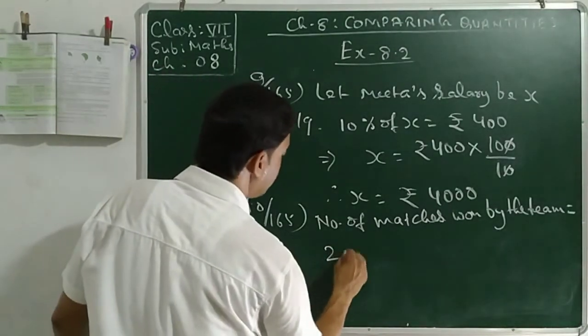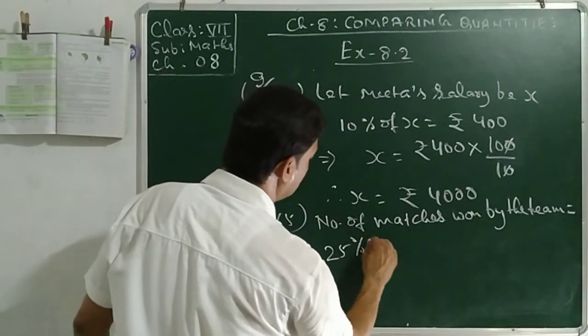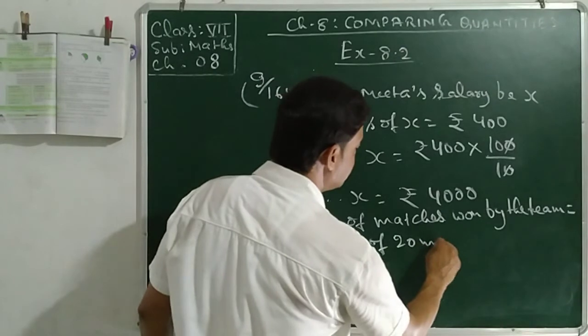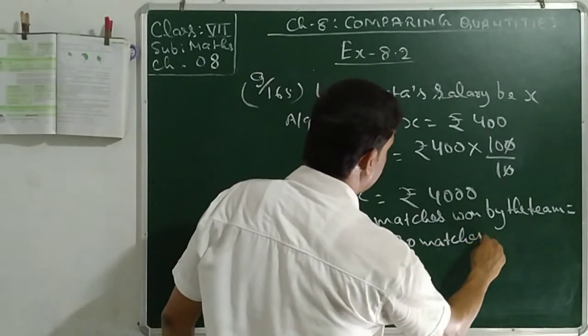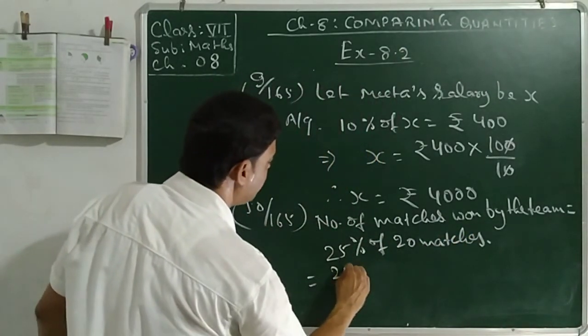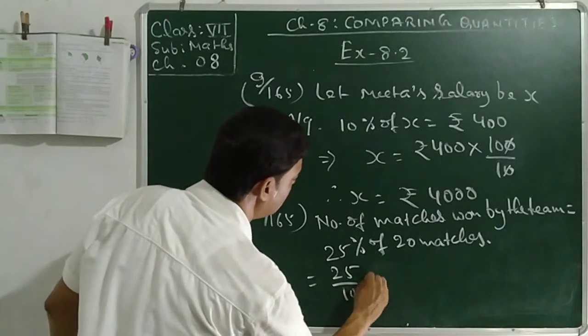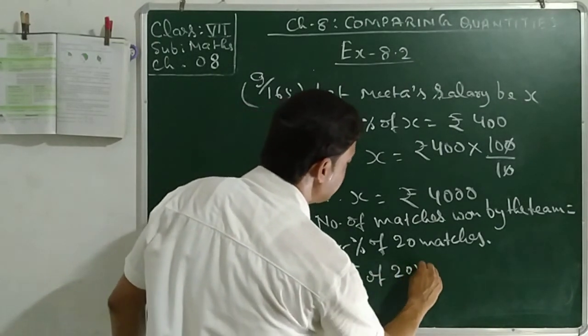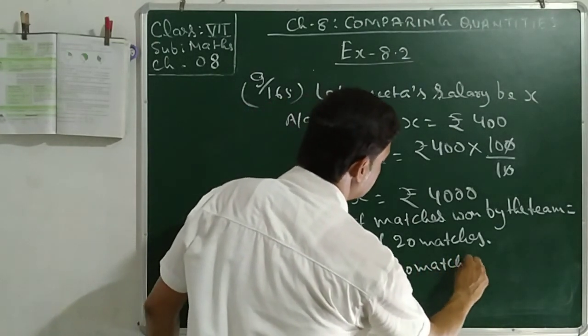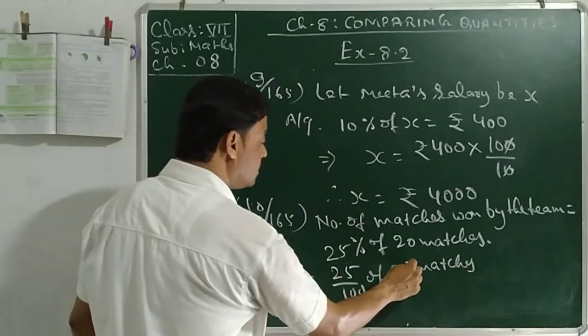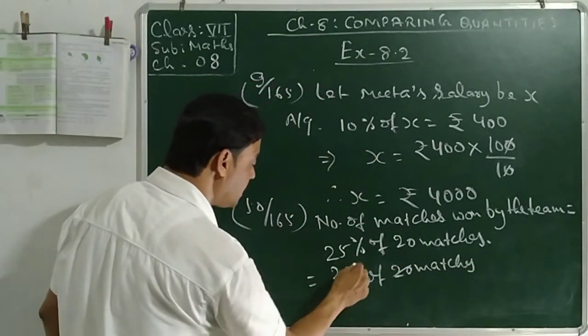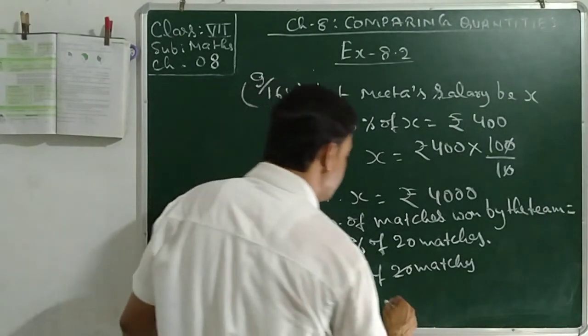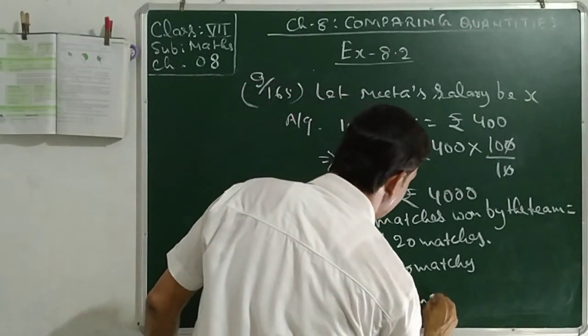So we will write 25% of 20 matches. That is 25 by 100 of 20 matches, and 25 fours are 100 and 5 fours are 20. That is equals to 5 matches.